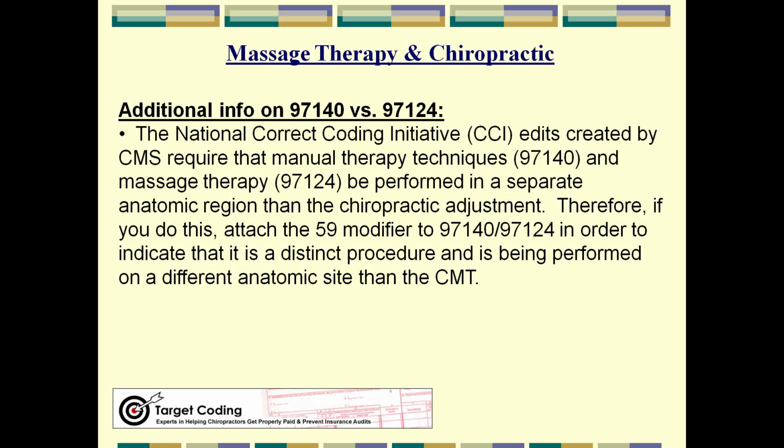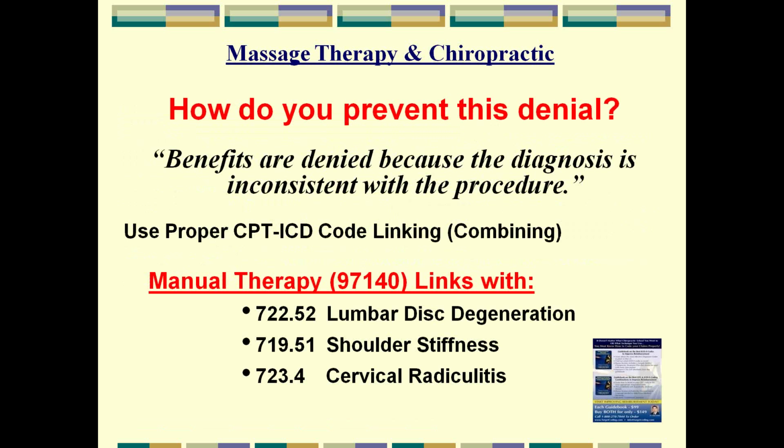So now let's say you have this all figured out, you got it done, you know what to do, you send in the bill, and then it comes back like this. Denied. How do you prevent this denial? Benefits are denied because the diagnosis is inconsistent with the procedure. What happened? You did not use the right diagnosis codes.